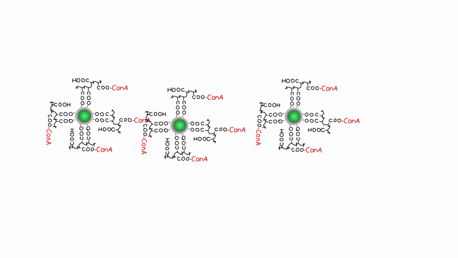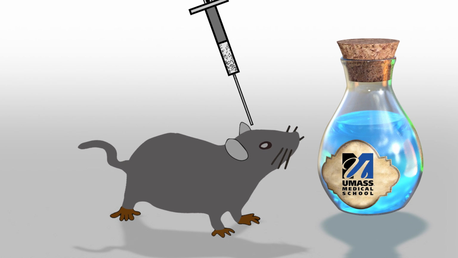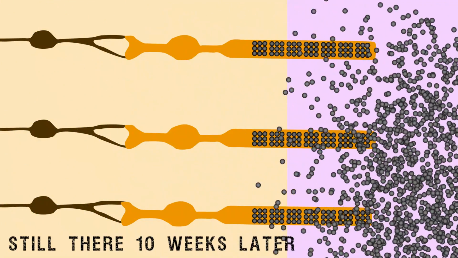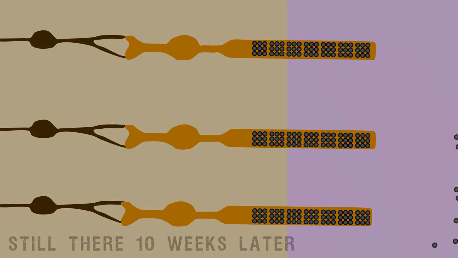The inventors added this protein glue to the night vision particles to make them sticky, then injected them into the retinas of a whole bunch of mice. And they stuck. The only remaining question was, did they work, and to what extent?